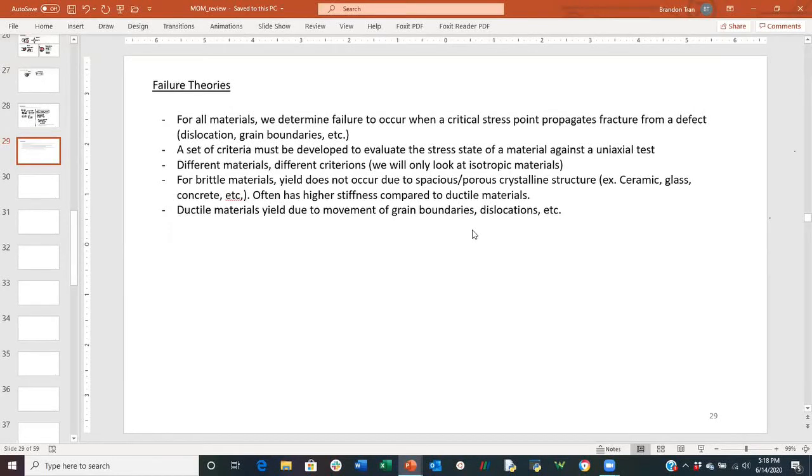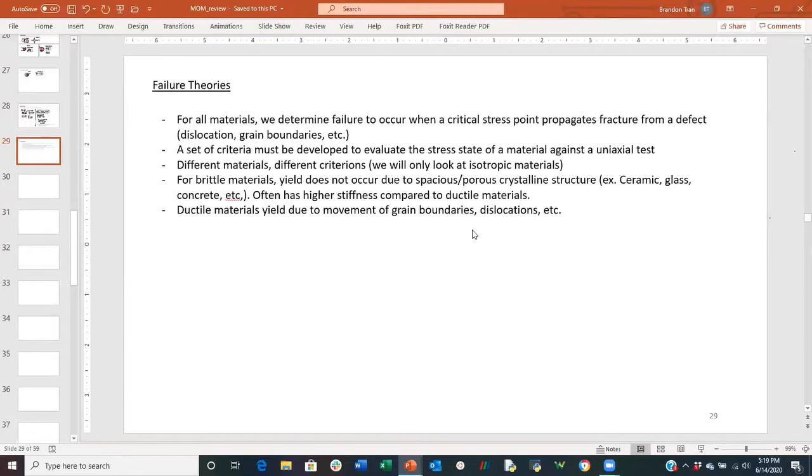Okay, so our final topic in mechanics of materials is failure theories. Failure occurs when the internal stress of a material reaches a critical point where it starts to propagate any existing defects, not necessarily dislocations or grain boundaries, but existing cracks, for example, or vacancies within the material. These can start to propagate and create fracture that would ultimately lead to failure or yield.